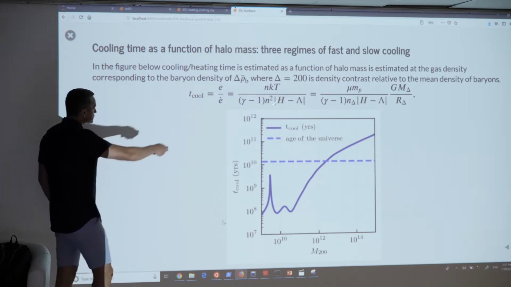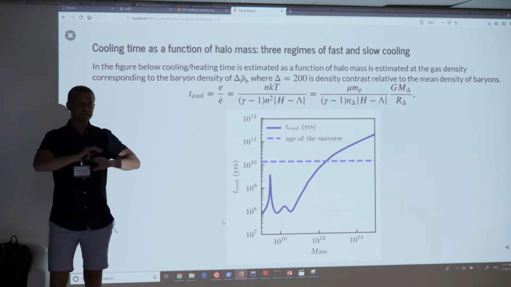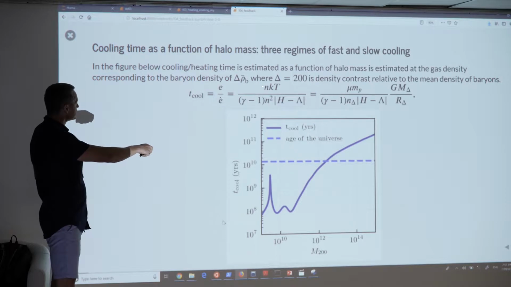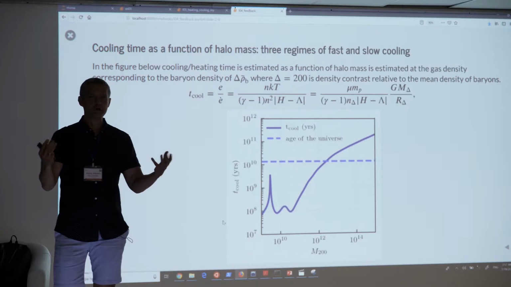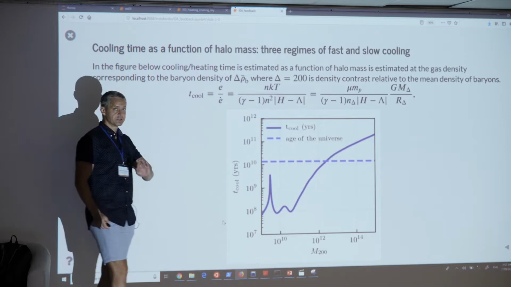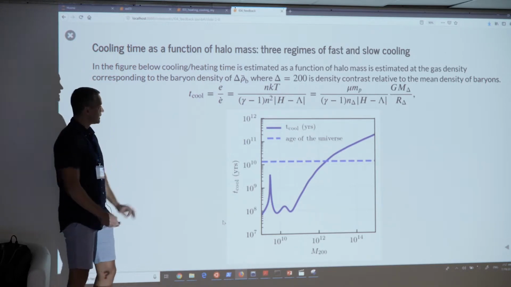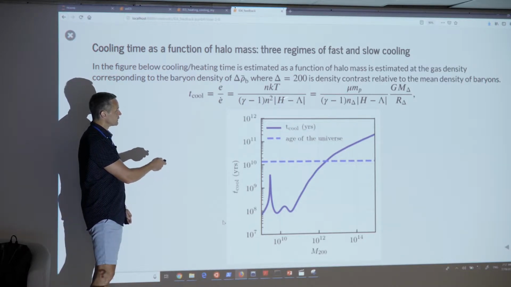Now, what I'm interested in is to understand how this cooling time behaves if I choose a particular density that's the same for all halos. So I'll choose a density that corresponds to the typical densities near the virial radius of the halo, where the density contrast is about 200 relative to the mean density of the baryons. So I'll be estimating the cooling time, or heating time if heating dominates, for halos at a fixed density independent of mass, but the result will be dependent on mass because the cooling rate depends on temperature that enters here and also enters through the heating and cooling rate, right?